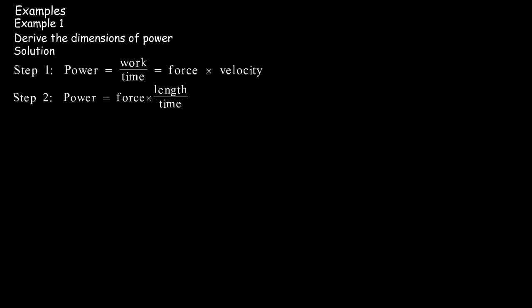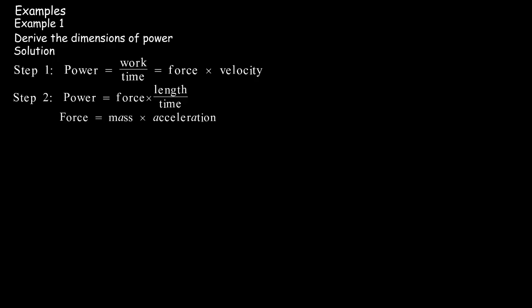That's our example 1. Now for the solution, for our first step, defining power will be equal to work over time, which is also equal to force times velocity. We know that velocity is length over time, that's meter per second. So for force, we are going to be breaking down bit by bit. So for our step 2, power will be equal to force times length over time.